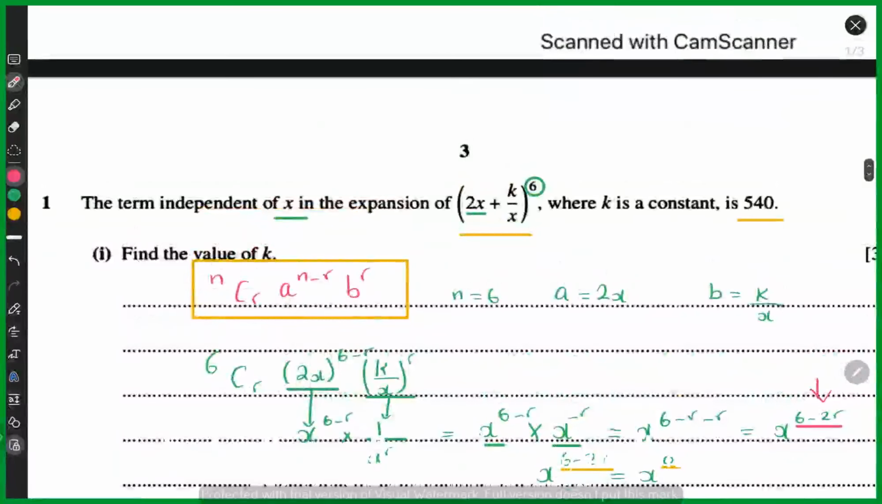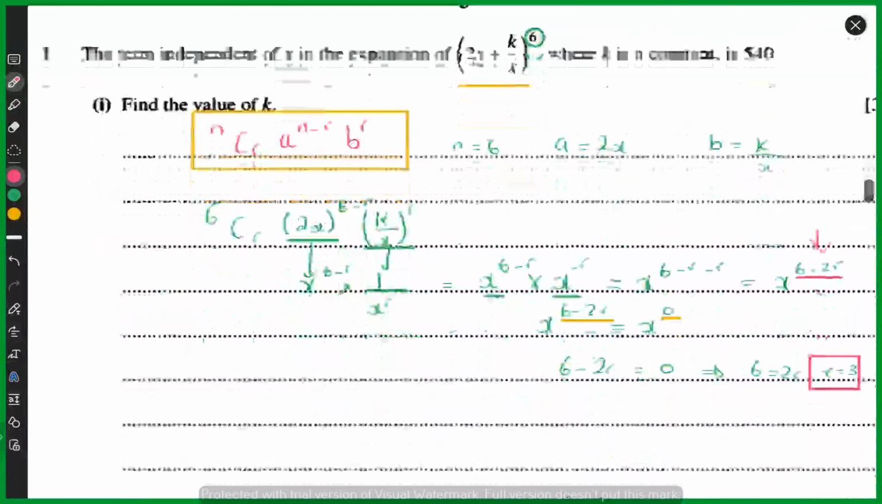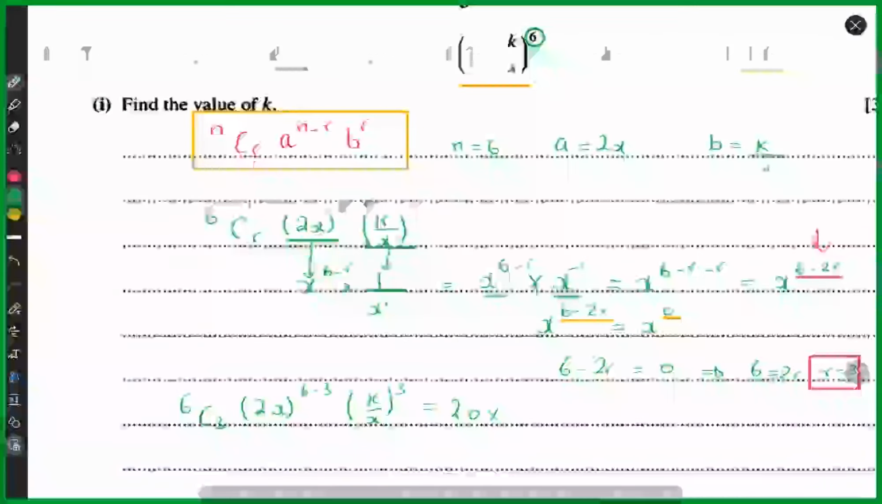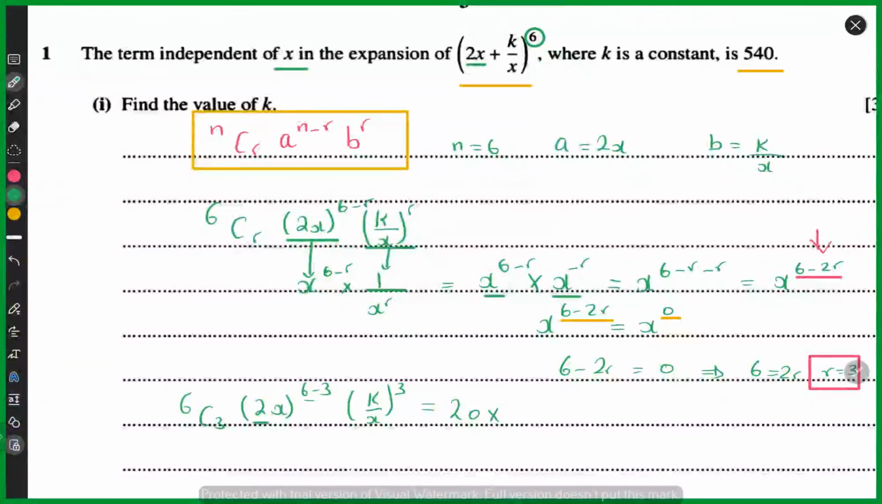Okay, so 6 C 3, 2 power 6 minus 3, k by x power 3. Use your calculators and see what is 6 C 3. It's 20 multiplied by 2 power 6 minus 3, that would be 3. So that is going to give you 8.